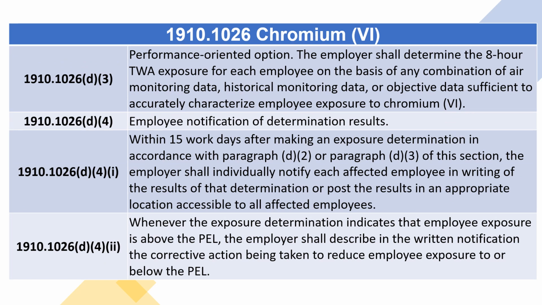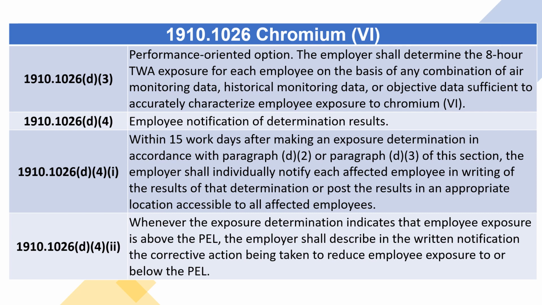1910.1026 D3 Performance-oriented option. The employer shall determine the 8-hour TWA exposure for each employee on the basis of any combination of air monitoring data, historical monitoring data, or objective data sufficient to accurately characterize employee exposure to Chromium-6.